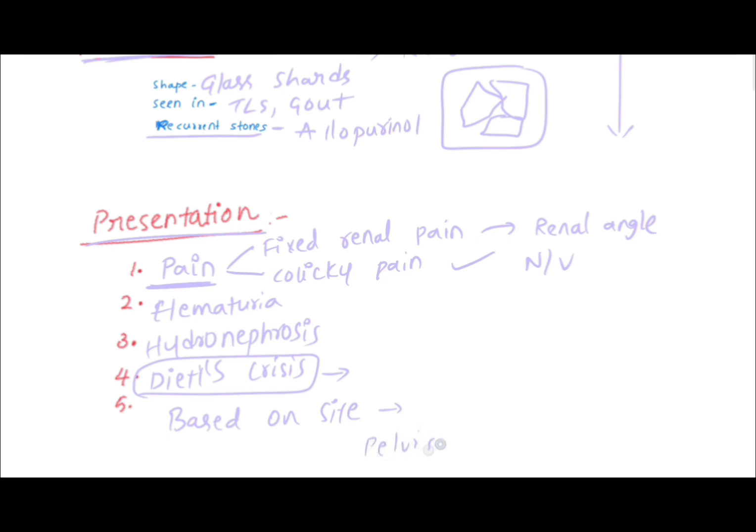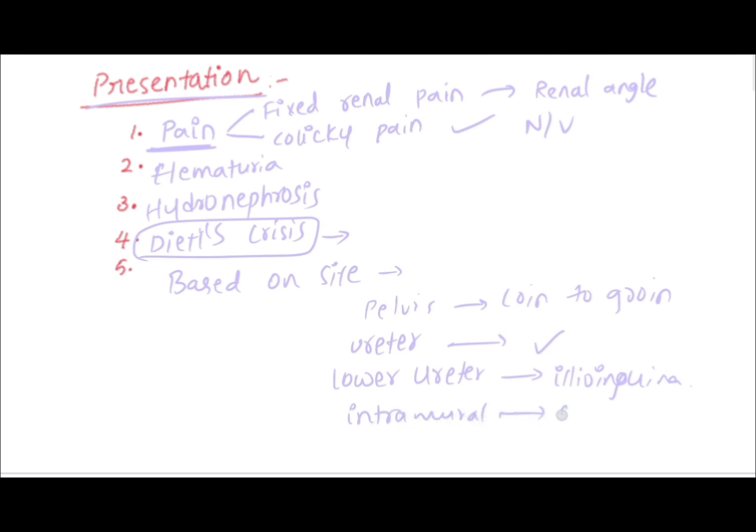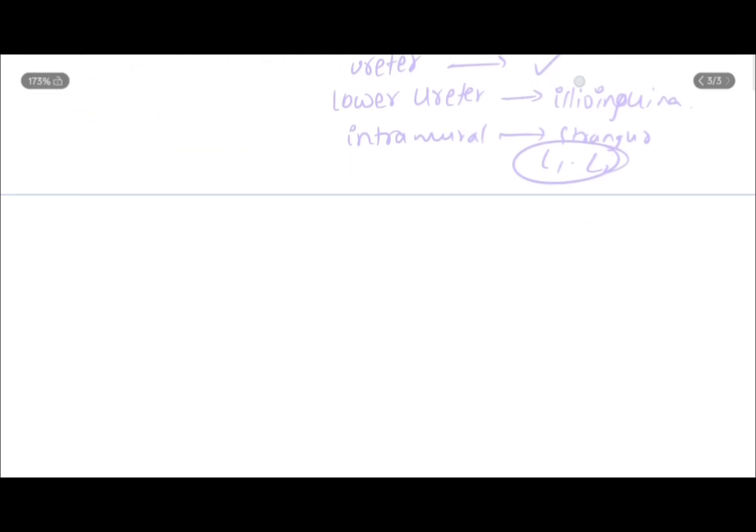So if the stone is present in the pelvis, the pain is loin to groin, remember. And if the stone is present in the upper or mid ureter, the pain is along the ilioinguinal nerve or obturator nerve. And if the stones are in the lower ureter, pain refers along the ilioinguinal nerve. And if the stone is impacted in the intramural portion, then pain will refer to the L1 L2 dermatome, right? These are the clinical presentations of the renal stones.